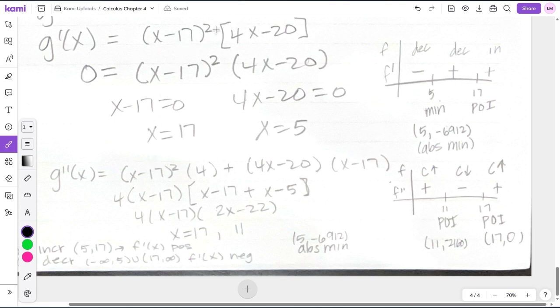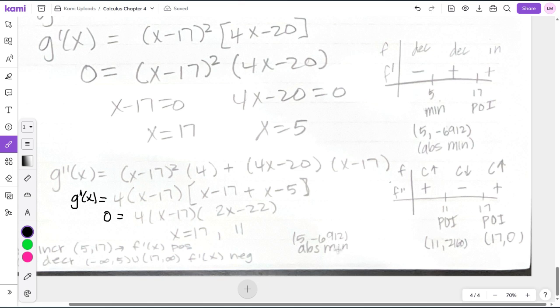I took the second derivative from this, and then I factored out a 4 this time because there's a 4 here and a 4 in that, just to make it easier on myself. I factored out an x minus 17, so that left me with this. I set the second derivative equal to 0, and I got 17 and 11. I put those on my chart, and they're actually 2 points of inflection. So plug these back into the original to get the y's. 17, 0, and 11, negative 2,160. And so I just made my list.